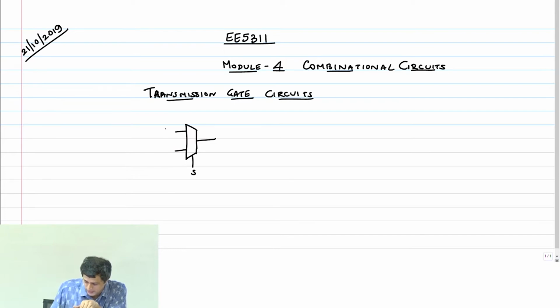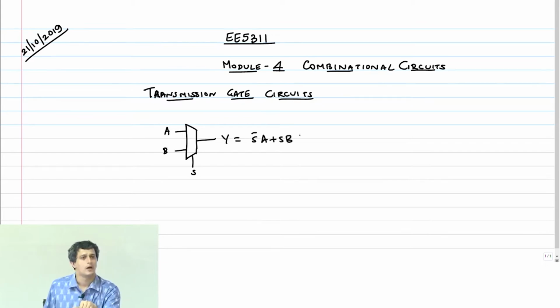If this is my select line S, inputs A, B, Y equal to what? S bar A plus SB. Right? Now, if you want to implement this in static CMOS logic, you clearly have to implement this AND of S bar into A plus S into B and invert it and all that stuff, right?